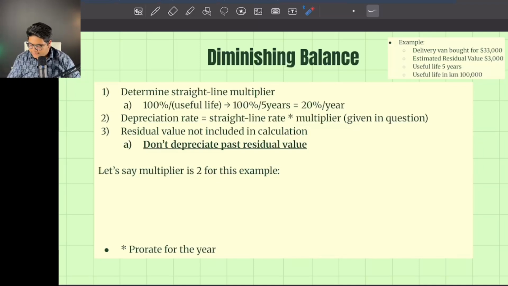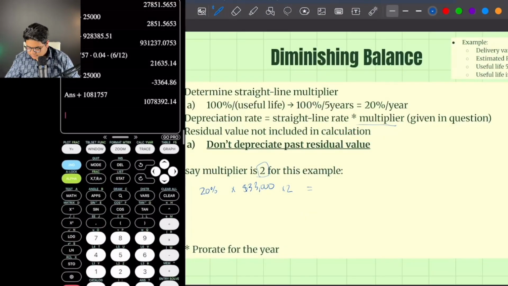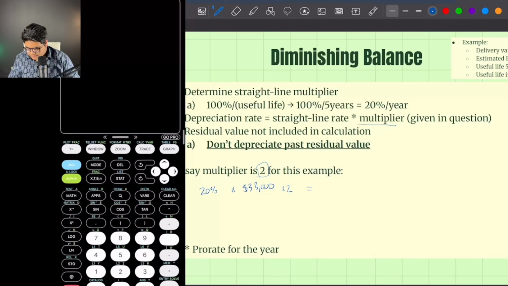So we know that our straight line rate is 20% per year, and our cost is $33,000. So we're going to multiply this by $33,000. And then we have a multiplier. In this case, the multiplier is 2, so we're going to multiply this by 2. So in this case, our depreciation expense would be 0.2 times 33,000 times 2. In the first year, we would have a write-off and a depreciation expense of $13,200.